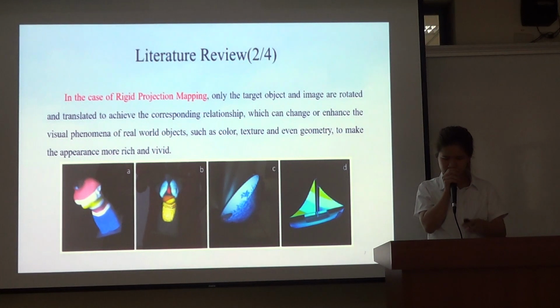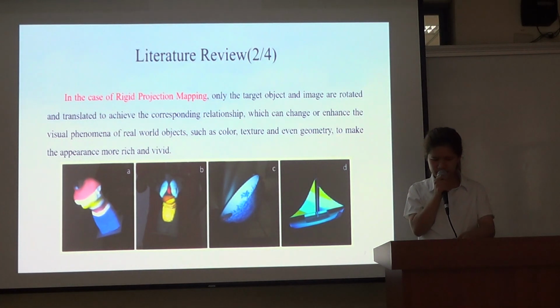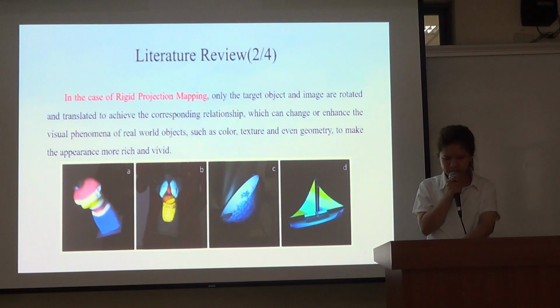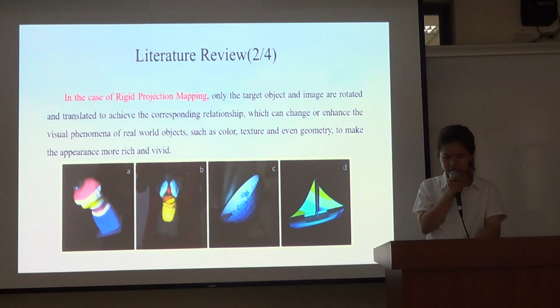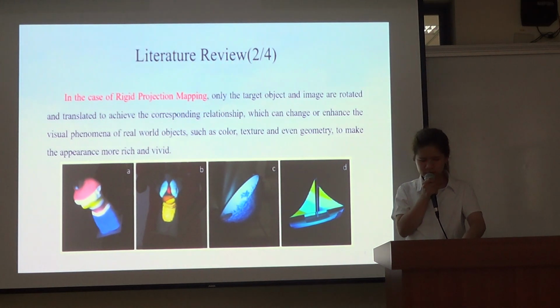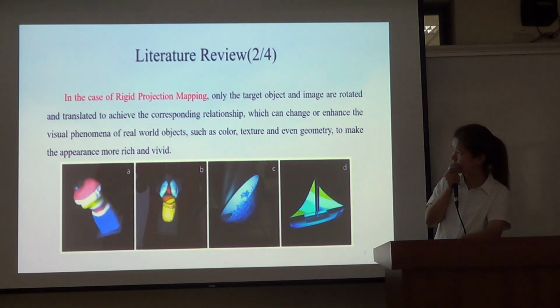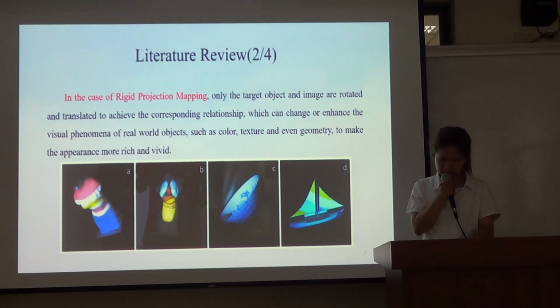In the case of rigid projection mapping, only the target object and the image are rotated and translated to achieve the corresponding relationship. This paper uses an altitude mapping reference system sensor installed in the source model to improve the real-time alignment performance and enable phase changing.